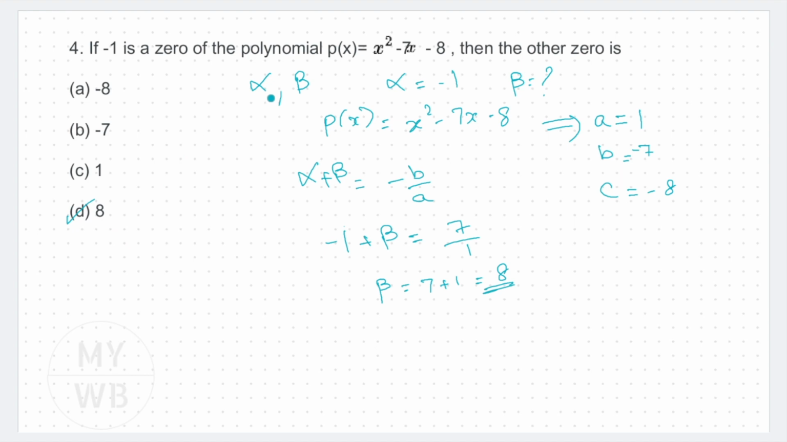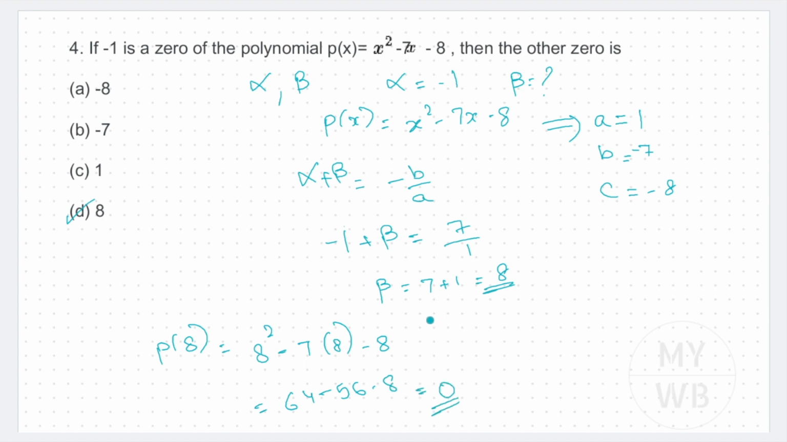If you want, you can just substitute 8 in the polynomial and check. 8 square minus 7 into 8 minus 8. 8 square will be 64 minus 56 minus 8, which reduces to 0. So 8 is the other 0.